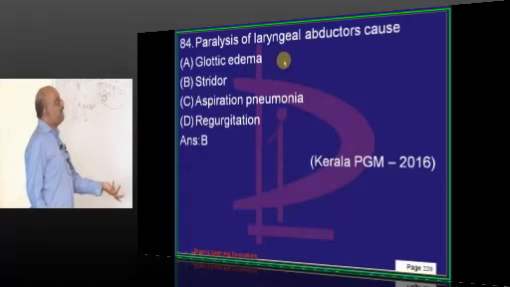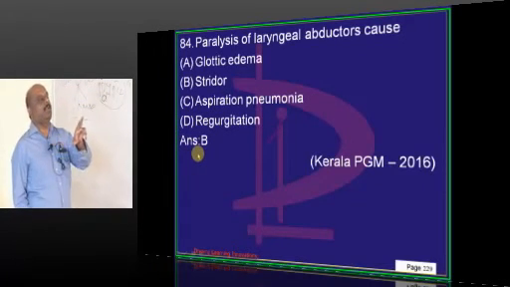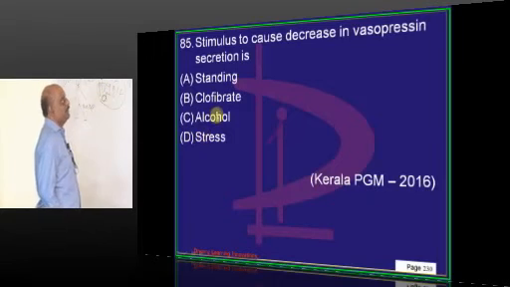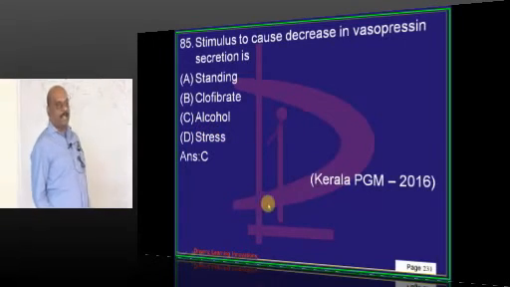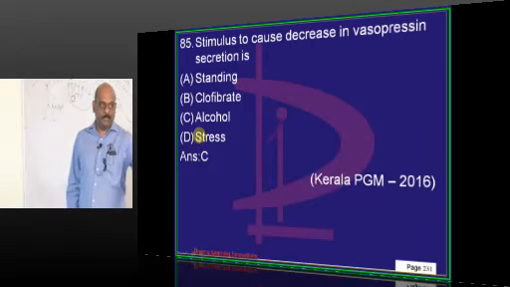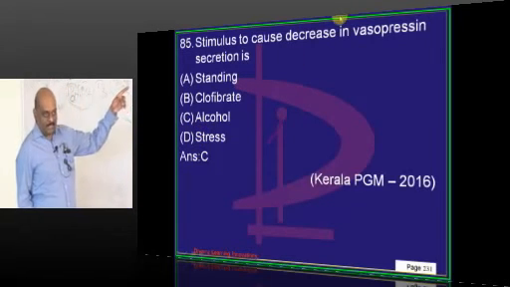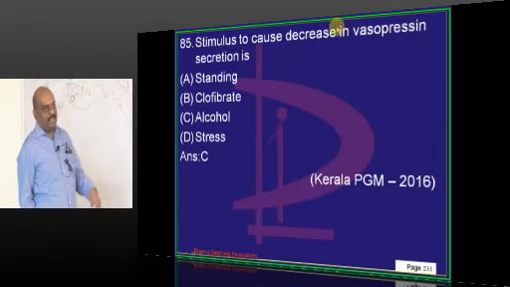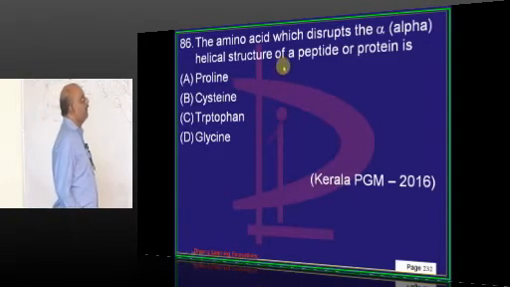Paralysis of laryngeal abductors will obviously, abductors paralyzed, adduct and the passage will close and there will be stridor. Decreased vasopressin typically occurs with alcohol, that is why those who drink keep going to the bathroom repeatedly. Because alcohol inhibits vasopressin, that is ADH. If ADH is not there, no ADH means diuresis. So, this is the reason they need to go to the bathroom.